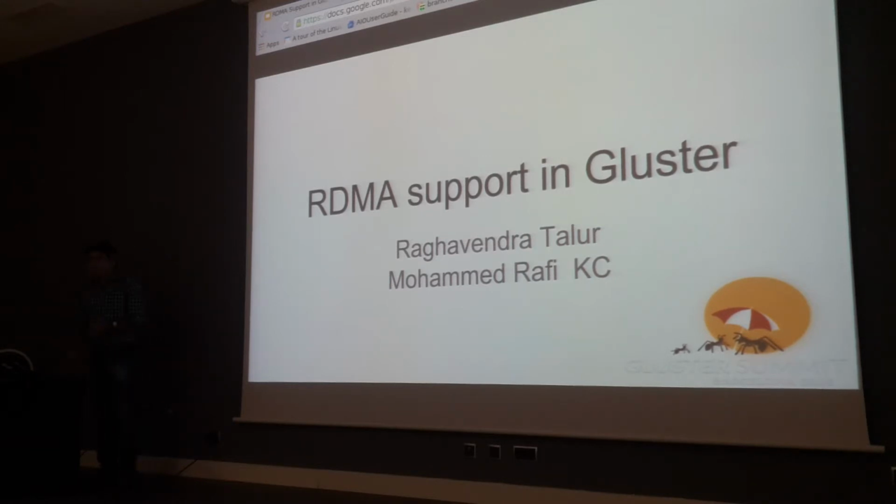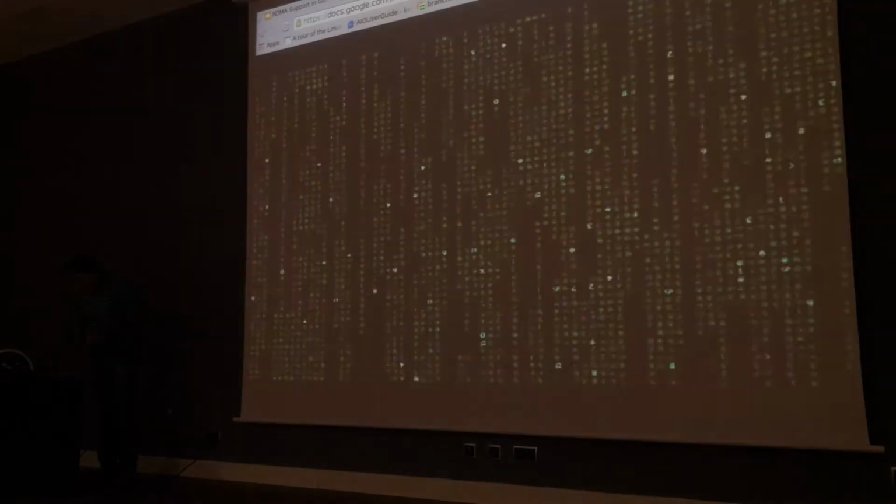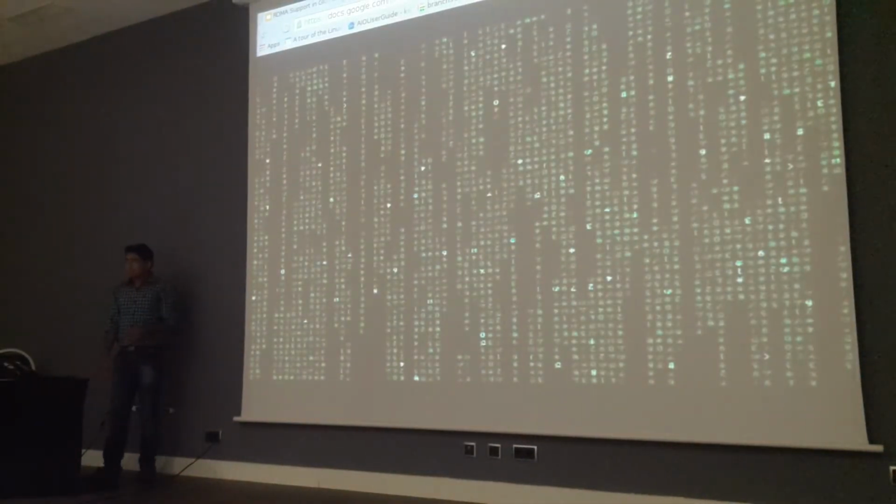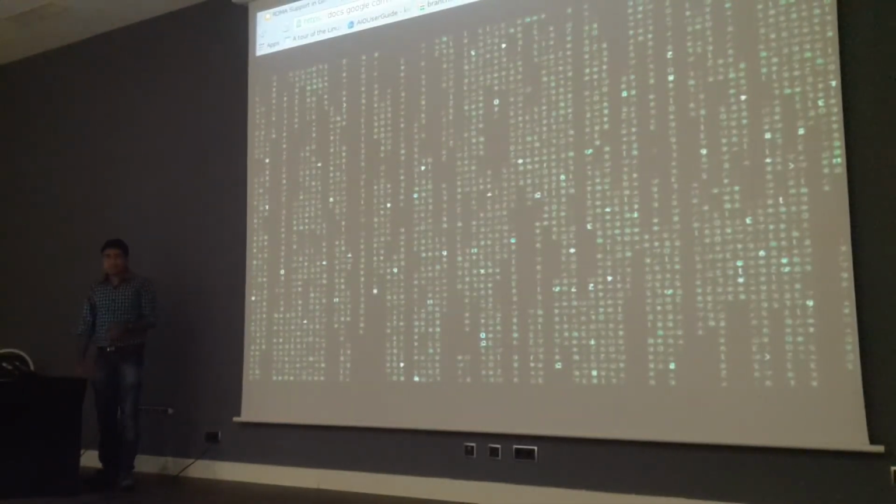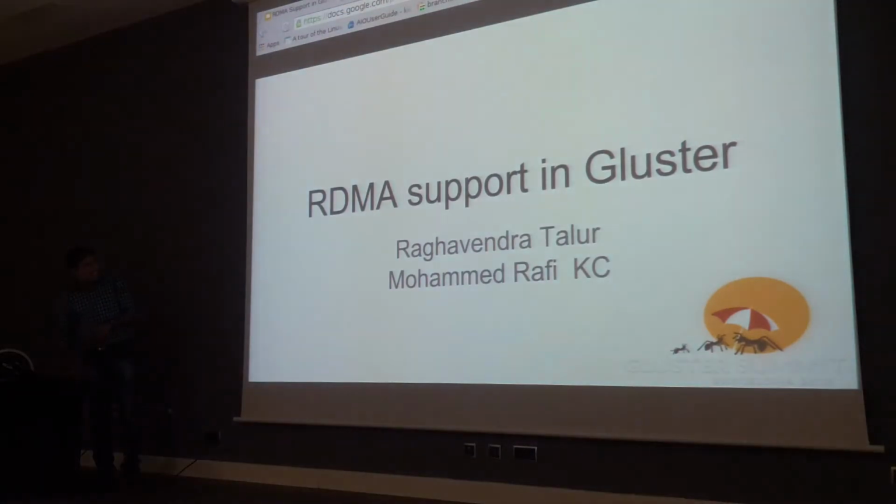And just like most of us here, I dream of being able to visualize Gluster code like Neo visualizes universe code, just like this. Still not there, but yeah, right.